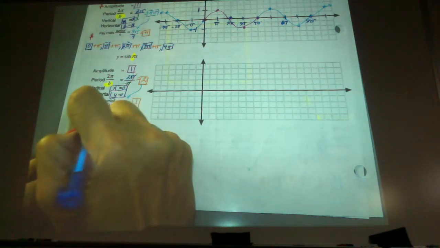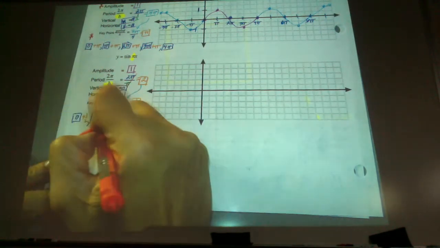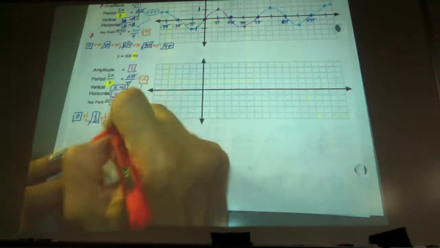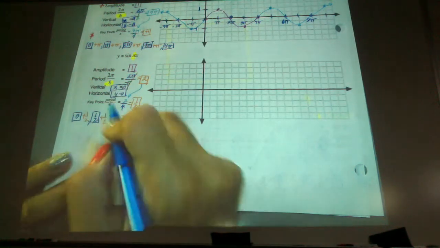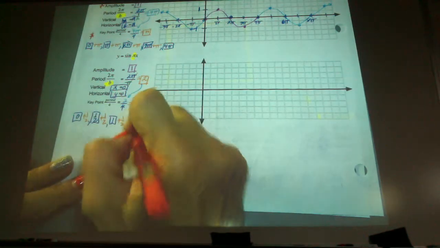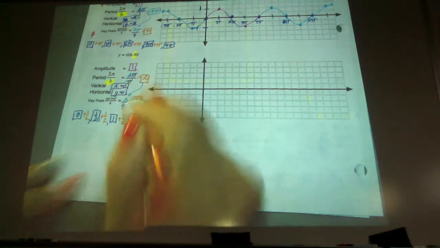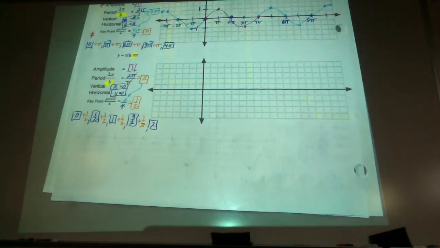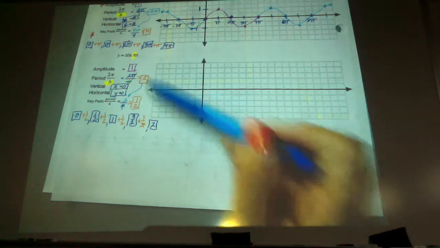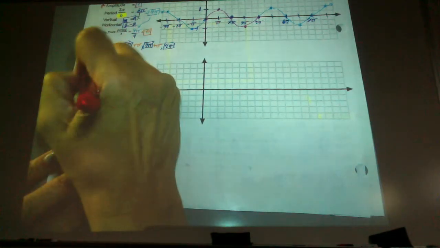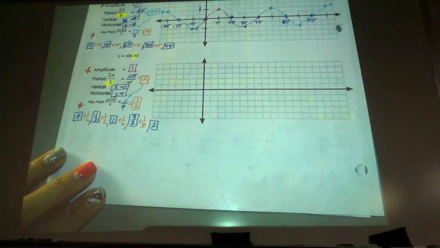So I get 0. My next key point is 1/2. 1/2 plus 1/2 is 1. 1 plus 1/2 is 1.5, which is 3 halves. 3 halves plus 1/2, 1.5 plus 1/2 is 2. Doesn't that give me my 5 key points? And notice that my period is 2 and I ended with 2. So now you're ready to partition based upon your amplitude and your 5 key points.